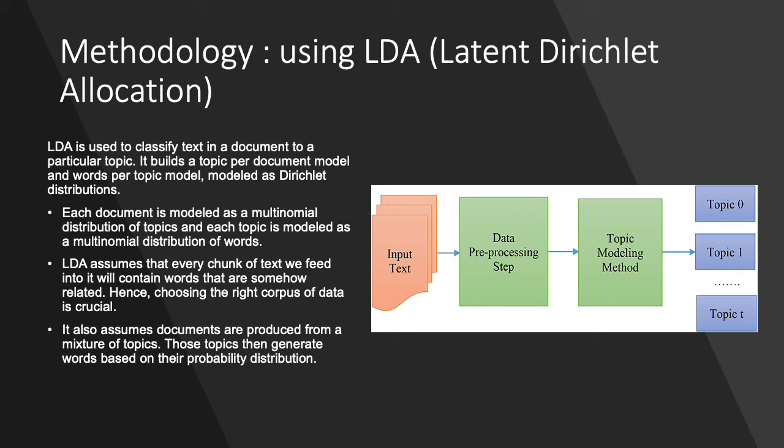Now, focusing on the right-hand side picture, this is simply how the flow of my project works. We start with the input. There are a couple of data pre-processing steps, which will be discussed in the next slide, followed by implementing the LDA model on the processed data, and eventually we get a list of topics with different words associated with each of the topics.